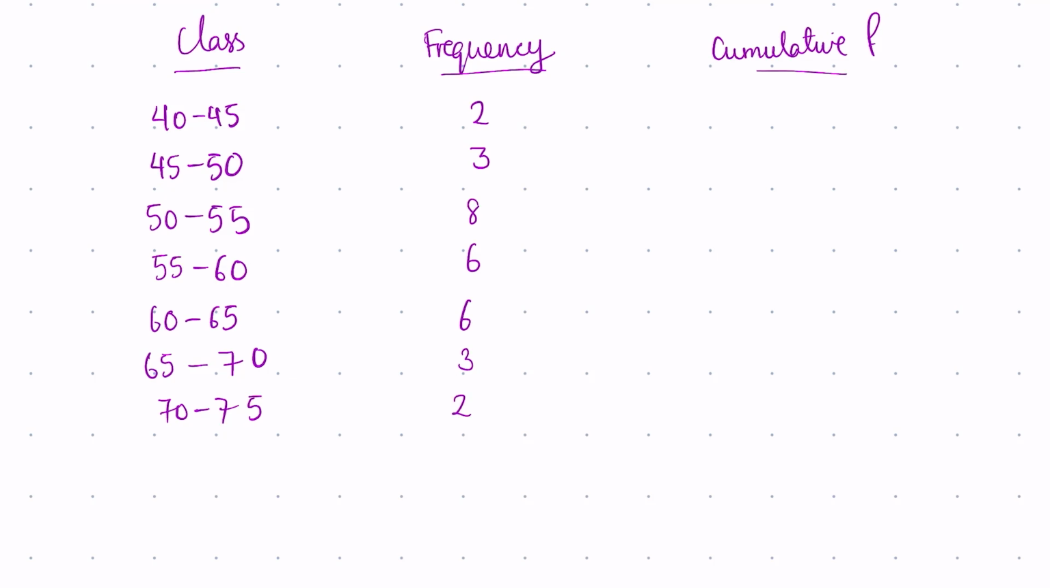So what's the cumulative frequency? For the first one, it's just 2. Then the next one is 5, so we add this and this. Similarly, we'll add this and this for the next one. So 8 plus 5 is 13. Then 19. Then 25. Then 28. And then finally 30.